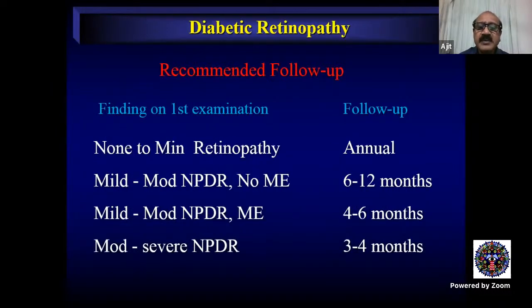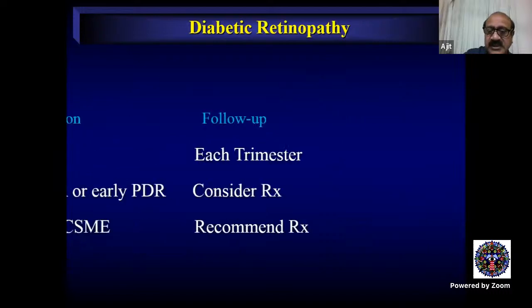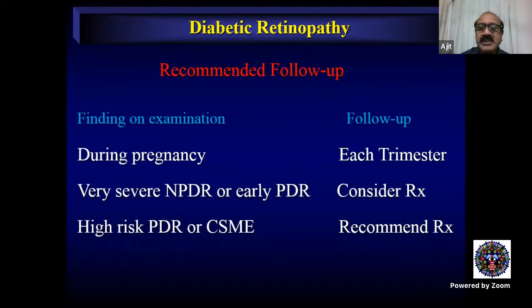And recommended follow-ups: with none or minimal diabetic retinopathy, just annual follow-up is sufficient. Mild to moderate non-proliferative diabetic retinopathy with no macular edema, 6 to 12 months is sufficient. But when macular edema appears, the follow-up duration reduces to 4 months. If the non-proliferative diabetic retinopathy is moderate to severe, then 3 to 4 months is essential. During pregnancy, as I told you in the beginning, every trimester it needs to be examined.